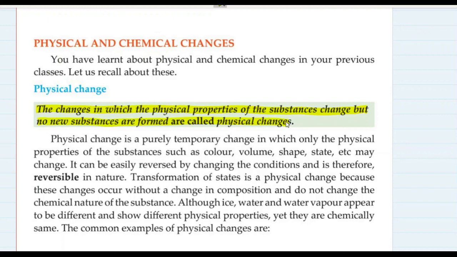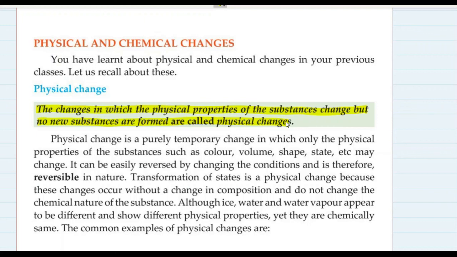Why? Because the only point of criteria to differentiate between a physical and a chemical change is whether new substances are formed or not. If new substances are not formed, then it is a physical change. So in tearing a paper, cutting hair, breaking of glass, no new substances are formed. That's why it's a physical change. Generally, physical changes are reversible, but some of them can be irreversible. But it's never possible that in physical changes, new substances will be formed.